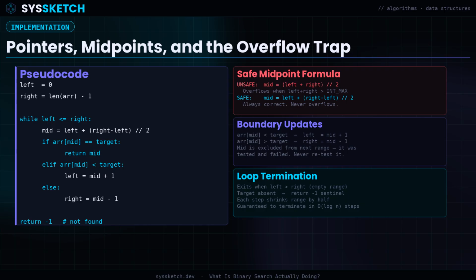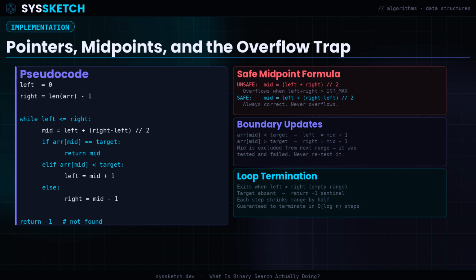There is a subtle bug in the midpoint calculation that has caused real problems in production software. Writing the midpoint as left plus right divided by 2 can produce an integer overflow when left and right are both close to the maximum value of a signed integer, which is possible when searching very large arrays in a language that uses fixed-width integers.